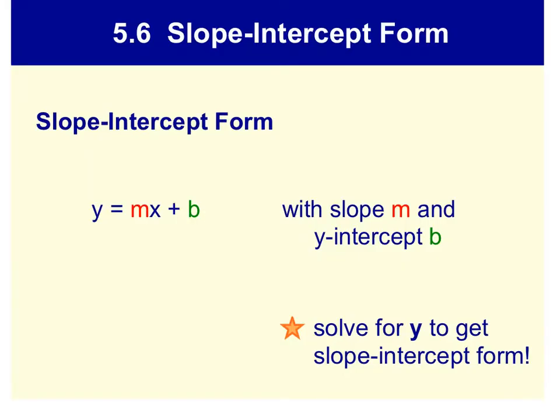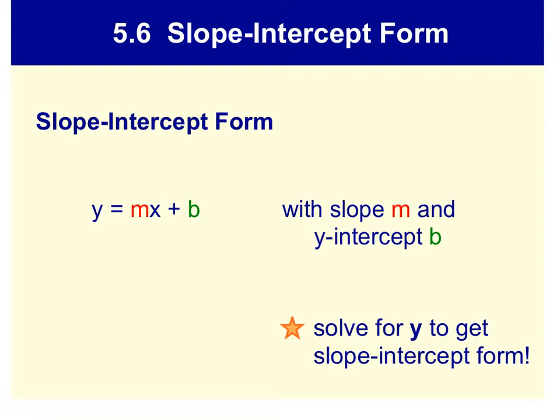So slope-intercept form looks like this. You've got y equals mx plus b. The reason it's called slope-intercept form is because of the two numbers in here: m is your slope and b is the y-intercept. So it's called slope-intercept form because you can identify the slope and the y-intercept from the equation.